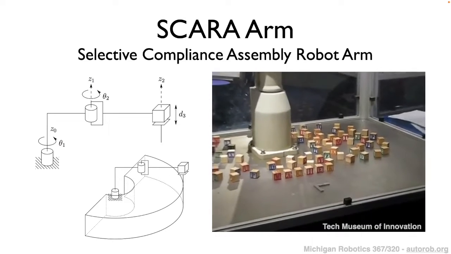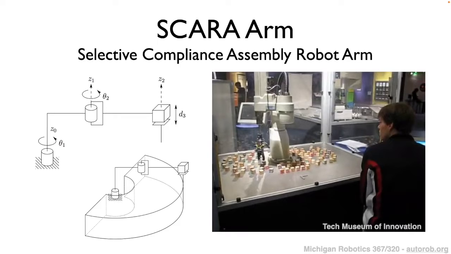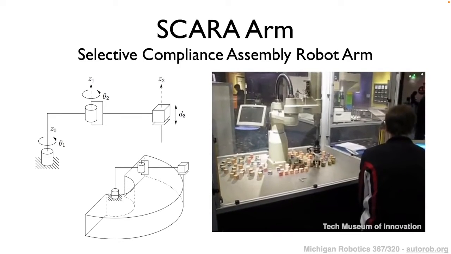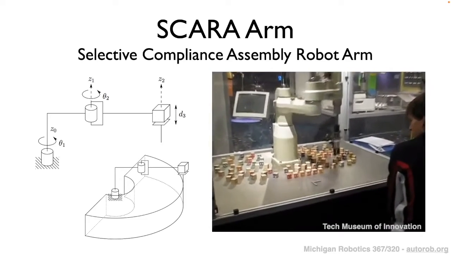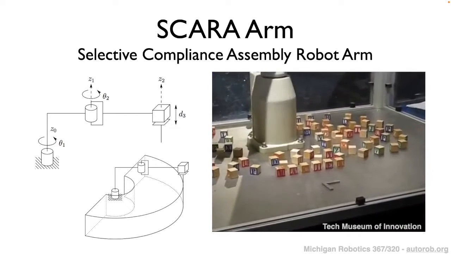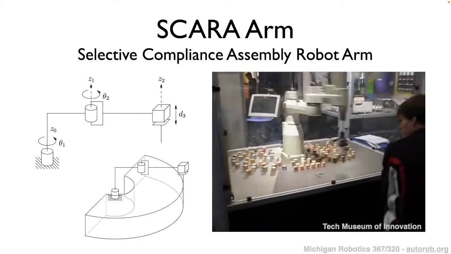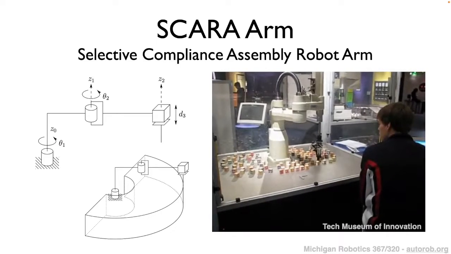So once again, this is an arm with two revolute joints forming the two-link arm portion of the robot. The one modification on the SCARA arm as compared to the example on the previous slide is that it has this translational end effector that allows it to do grasping tasks within its workspace here.